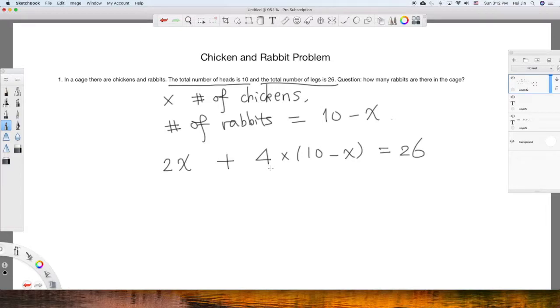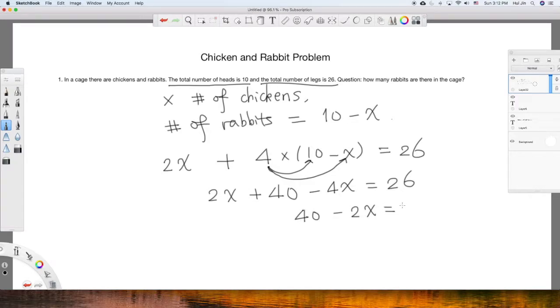And then how you solve it, you're basically using the distributive law with the parentheses. So 4 times 10 minus X, to expand that expression, you have to multiply 4 by everything inside. So that's equal to 2x plus 40 minus 4x. Okay, don't screw up on the minus sign. That equals 26. But that will be 40 minus 2x equals 26.